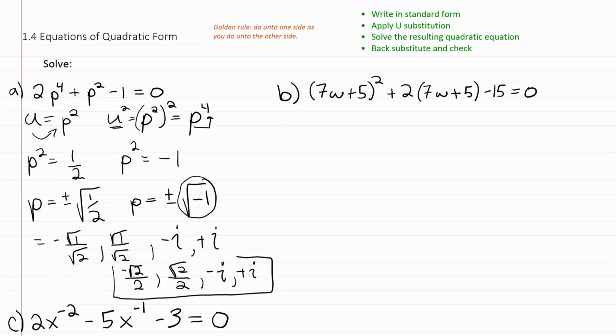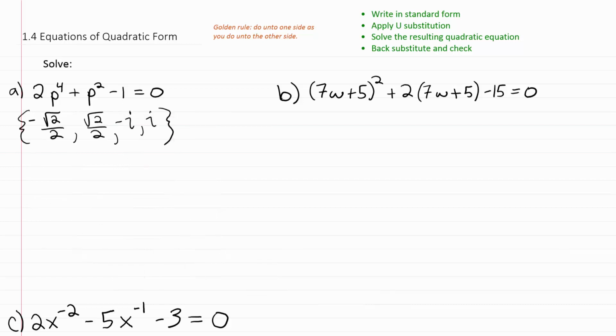So we end up with 4 solutions for p. All right, let's continue with the next example, example B. This one's a little more complicated, but you can still see that it's basically quadratic form.